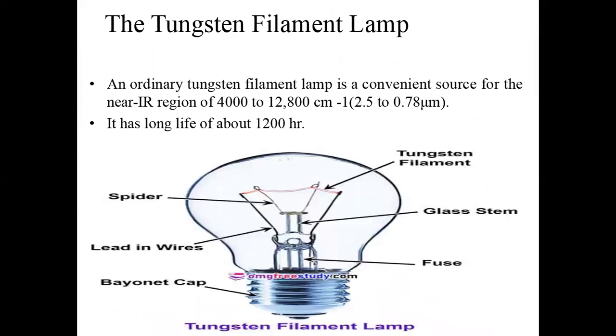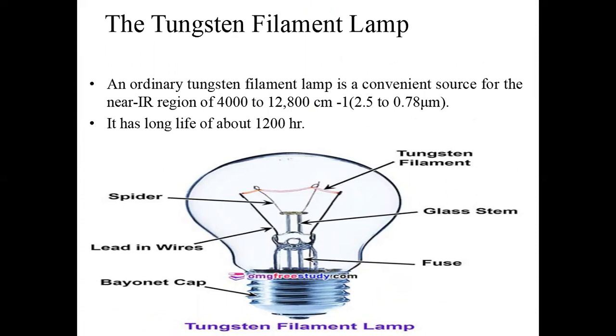The tungsten filament lamp. An ordinary tungsten filament lamp is a convenient source for the near IR region of 4000 to 12,800 per centimeter, or 2.5 to 0.78 micrometer. It has a long life of about 1200 hours.